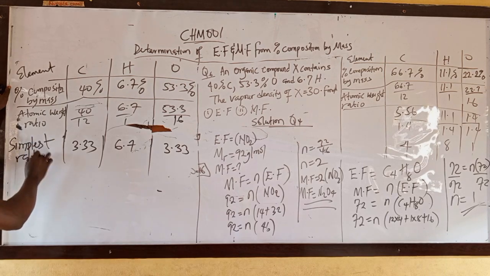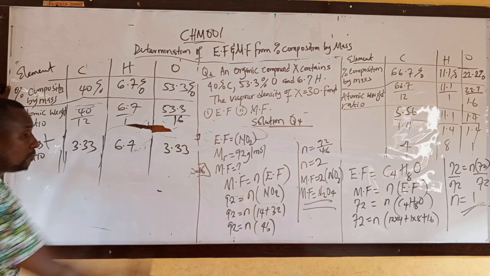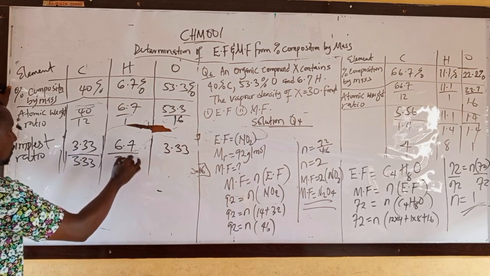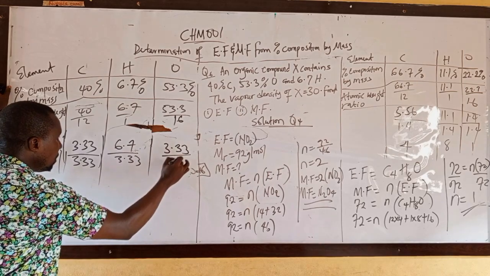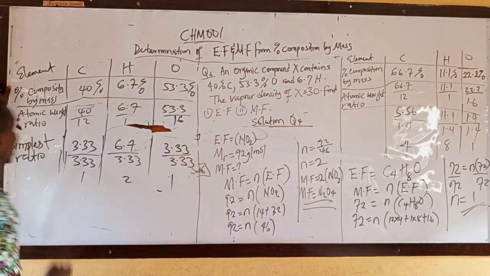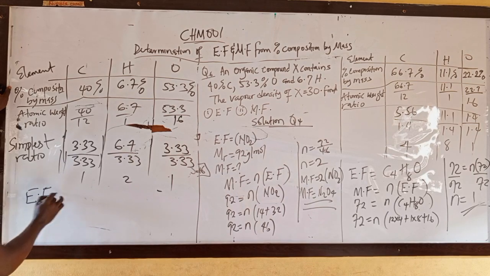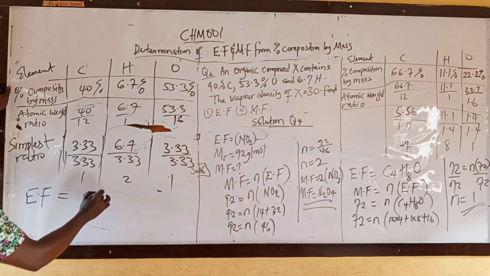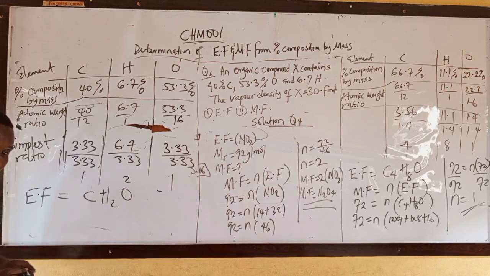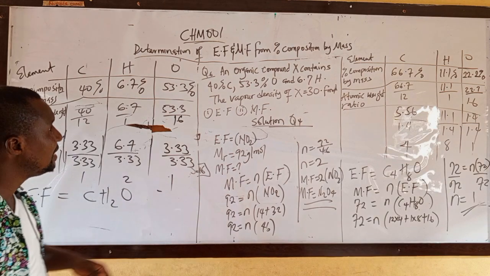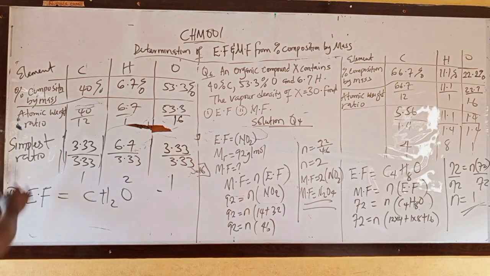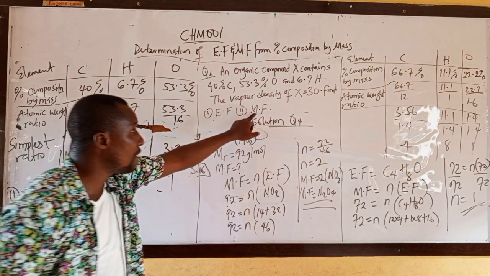Then find the simplest ratio. That is, divide by the smallest one, 3.33. 3.33 divided by 3.33 gives 1, 6.7 divided by 3.33 gives 2, and 3.33 divided by 3.33 gives 1. Now the empirical formula is carbon 1, hydrogen 2, oxygen 1, that is CH2O. That's the empirical formula. The second question is to calculate the molecular formula.